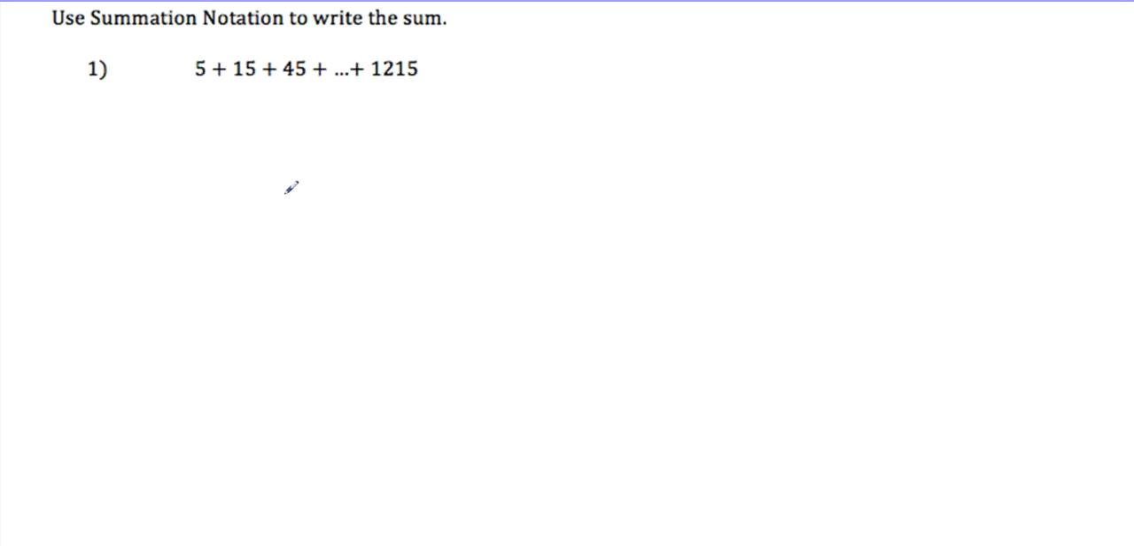So the next one. We're almost done. Let's figure out what our r is. And many of you already recognize it as 3. 15 over 5 is equal to 45 over 15. So r is equal to 3, all right?